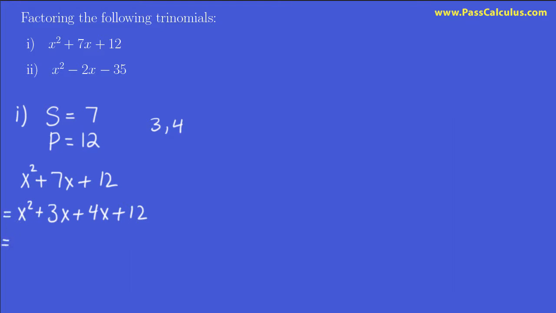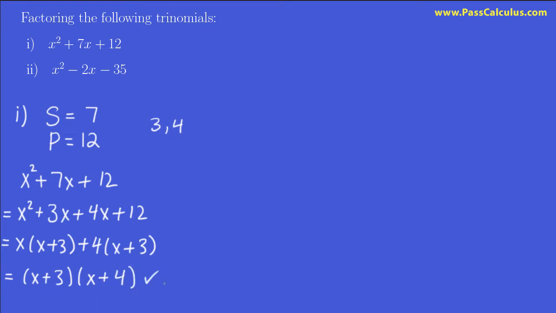Let's look at this first pair. What can we factor out? X, right? So we get x times x plus 3. In this pair, what can we factor out? 4, right? So 4 comes out front. We get 4 times x plus 3 in brackets. Notice there's x plus 3 in both brackets. That's a good sign. That means we can factor that out as a common factor now. So we get x plus 3 out front, and then x plus 4 here. And there's our factored version.